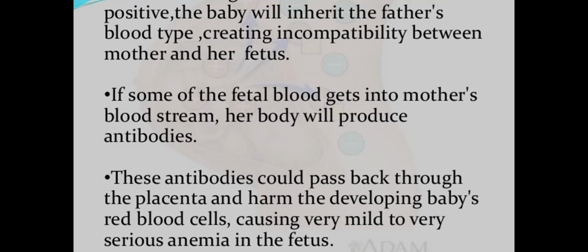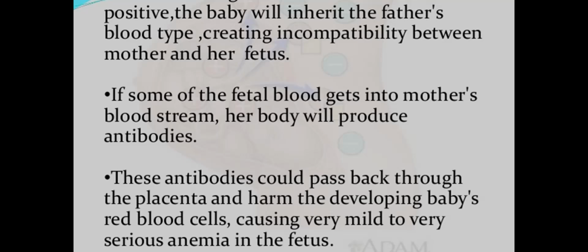If fetal blood, that is red cells, also known as foreign antigen, gets into the mother's bloodstream, her body will produce antibodies. In first pregnancies, they will form IgM antibodies that cannot cross the placenta. So the pregnancy is not at risk.